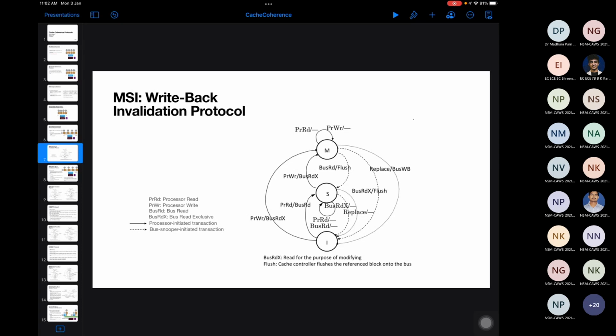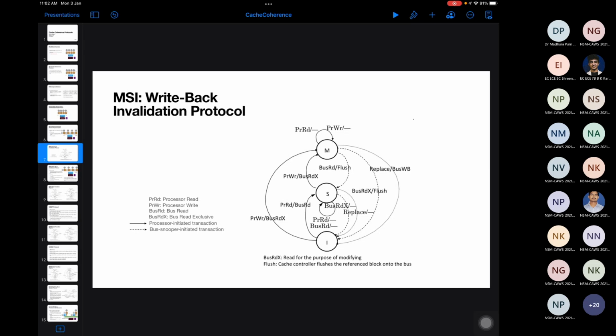That is also seen here if you closely observe this state transition diagram. For example, you can see M to I on replace. Replace is effectively your replacement policy selecting this particular block as a victim. In that case, we are going to have a bus write back. Whereas from shared state to I, when you are replacing, you are not writing back, because shared state means the block is clean. You don't have to write it back even when it is selected as a victim. But in the case of modified, the block is already modified, so when the replacement policy selects this block as a victim, you have to write it back.